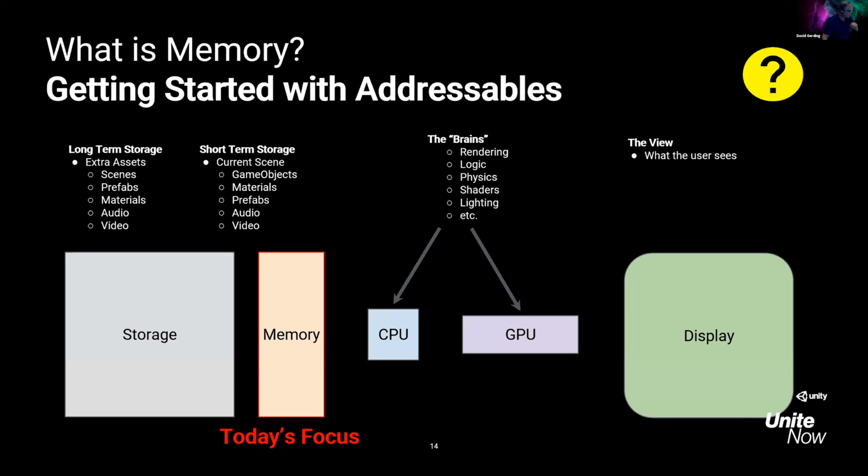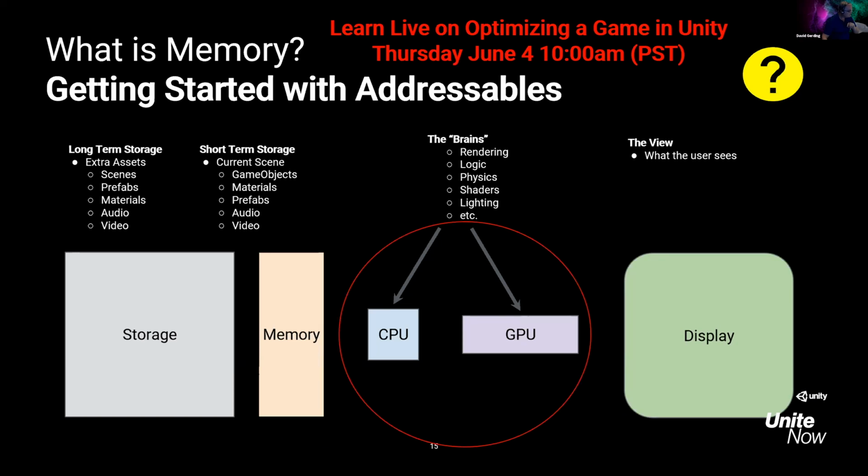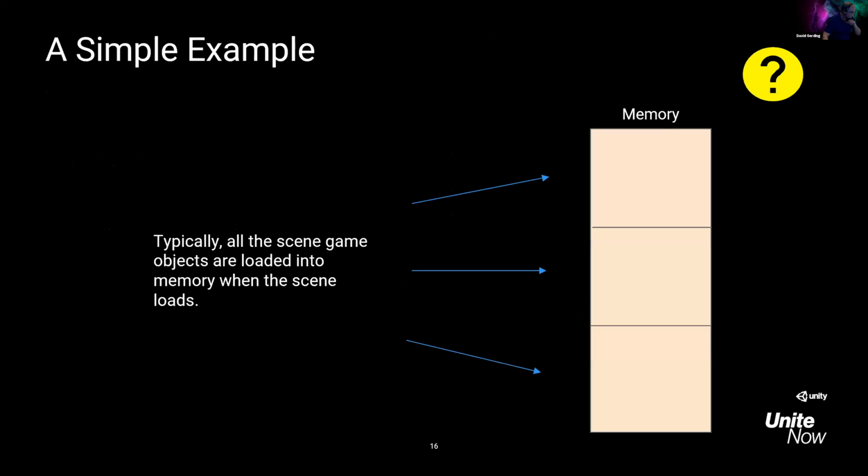So today's focus is about memory, but the good news is for those of you who are also interested in how we can optimize games beyond just using Addressables, next week there will be a session on optimizing a game in Unity as part of this awesome Learn Live series. That's on Thursday, June 4th at 10 a.m. Pacific time. So watch for that. Okay, so let's get into it.